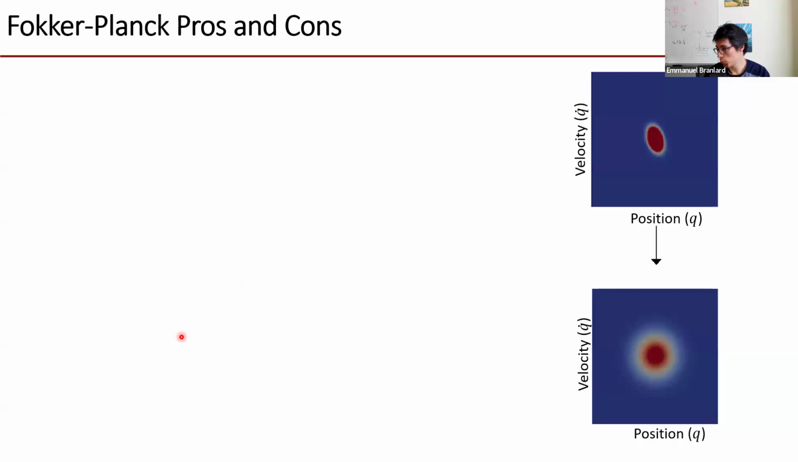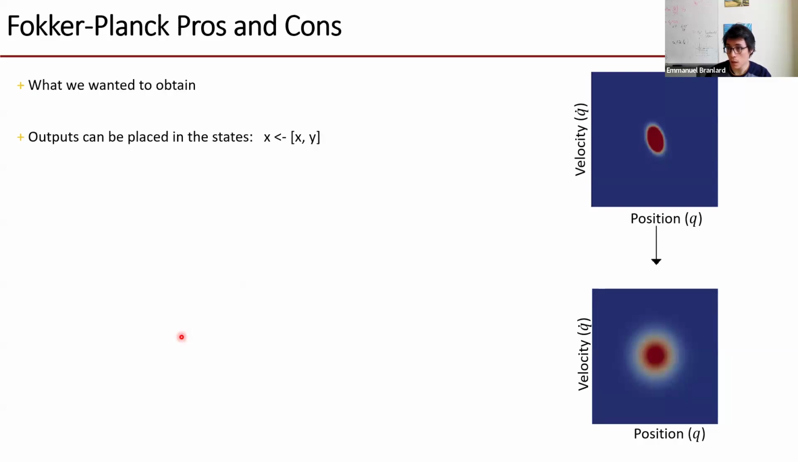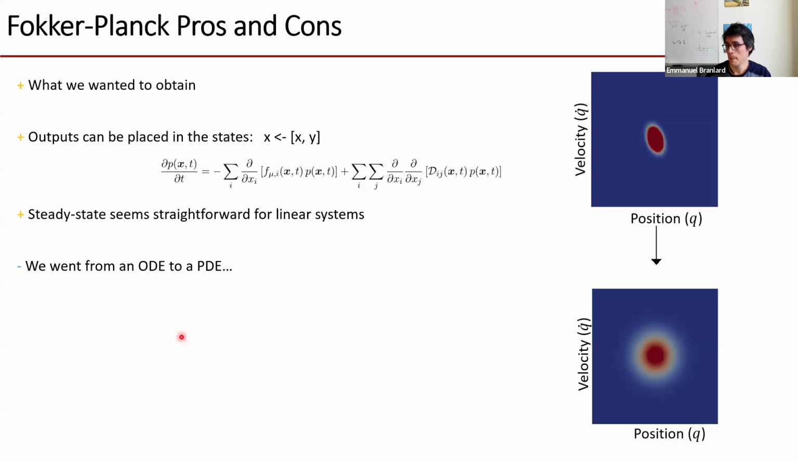So what are the pros and cons of this approach? It is what we wanted to do. So now we know how to do it. I've only dealt with states, like the probability density of the states, but what we want is the probability density of the output. But it's not too difficult to put the output into your state vector. So it is achievable. It's quite easy to get the steady state, especially for linear system, as I was just saying.